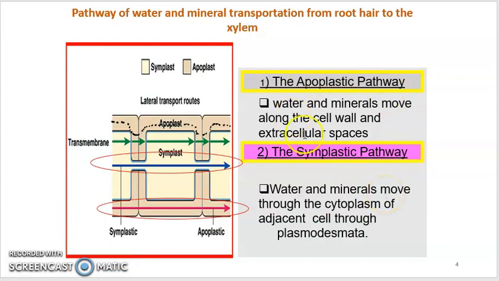What we discussed earlier was the apoplastic pathway. The keywords for the apoplastic pathway are water and mineral move along the cell wall. So the keyword here is cell wall. But for the symplastic pathway, water and mineral move through the cytoplasm of adjacent cells through plasmodesmata. Adjacent cell means neighbouring cell. So how does water move? It will move through the cytoplasm of the adjacent cell, through the plasmodesmata. The plasmodesmata are this part. So it will move through the plasmodesmata. That is the symplastic pathway.